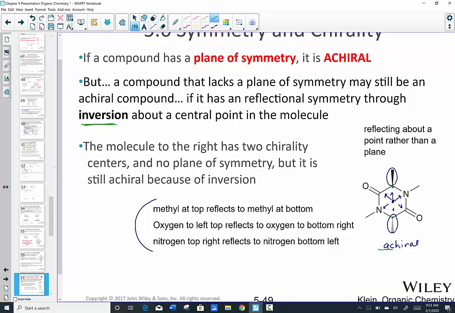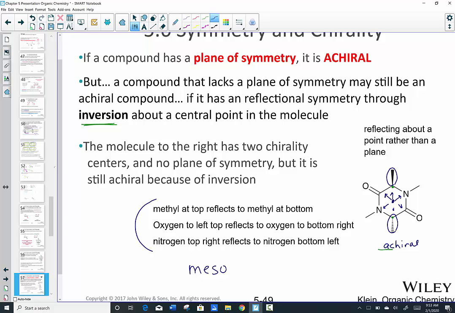The methyl at the top reflects to the methyl at the bottom. Notice the dash became the wedge and vice versa. The oxygen at the top left reflects to the oxygen at the bottom right. And the nitrogen at the top right is reflecting to the nitrogen at the bottom left. That is a symmetrical inversion, which makes the molecule achiral. So these are just some things to consider when we have an even number of chiral centers.